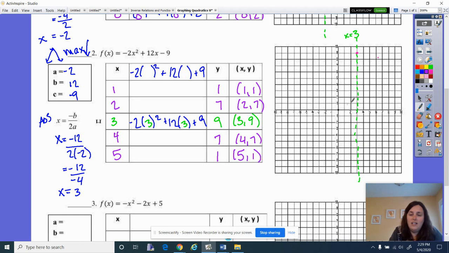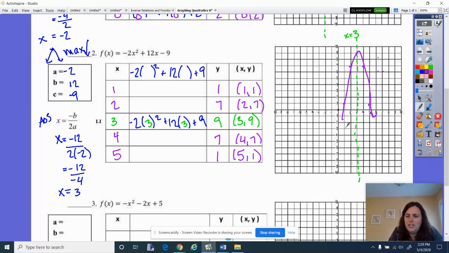And this, when I plot them, oh, I didn't plot my vertex. So, oh, I did. So 3, 9. So now I have 1, 1. And then I have 2, 7, which is up here, 5, 6, 7. And then I have 4, 7. And then I have 5, 1. So here is my parabola.